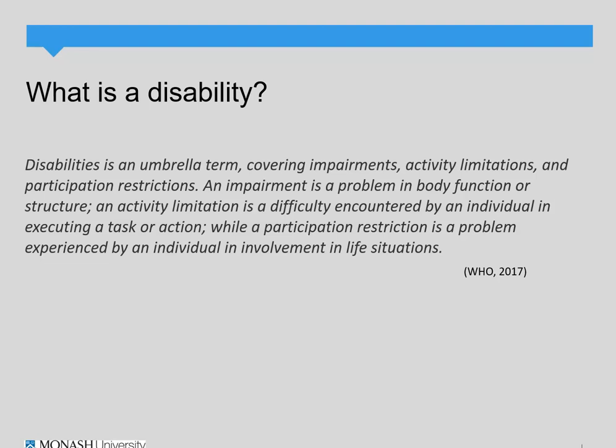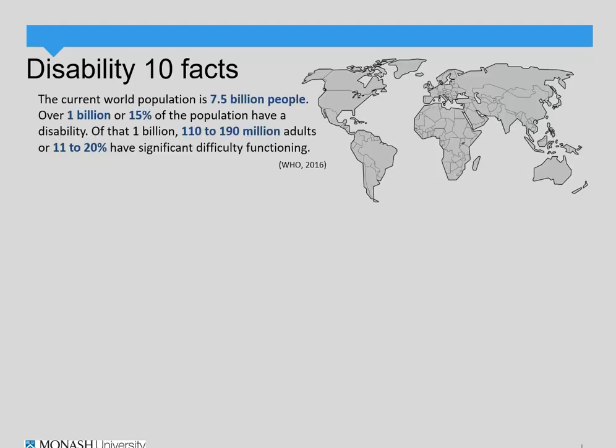An activity limitation is a difficulty encountered by an individual in executing a task or action, whilst a participation restriction is a problem experienced by an individual in involvement in life situations. And this umbrella term covers everything from physical impairments to cognitive impairments, and we're going to delve into those a little bit deeper.